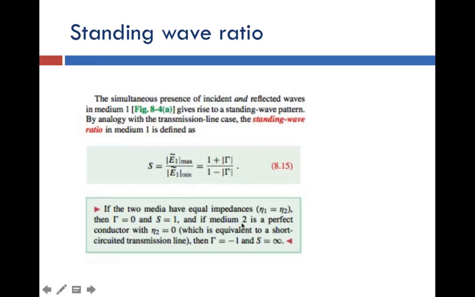The other case would be if medium 2 is a perfect conductor with eta 2 equal to 0. Then gamma is equal to minus 1 and S is equal to infinity, meaning that the wave is completely reflected. There is no transmission, so all you have on the left-hand side is a standing wave. You have no propagating wave. Let's keep this definition in mind because it's addressed in one of the problems.